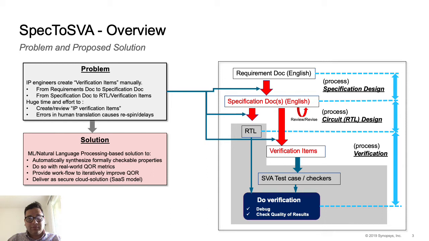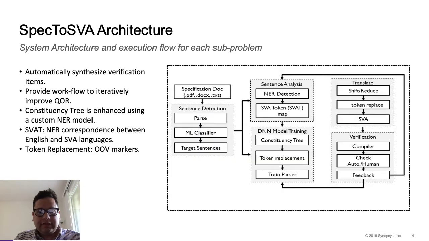SpecToSVA solves this problem using an NLP-based technique by automatically translating English sentences to SystemVerilog assertions. SpecToSVA architecture comprises of 5 major components: the sentence detection, sentence analysis, DNN model training, translate, and verification.